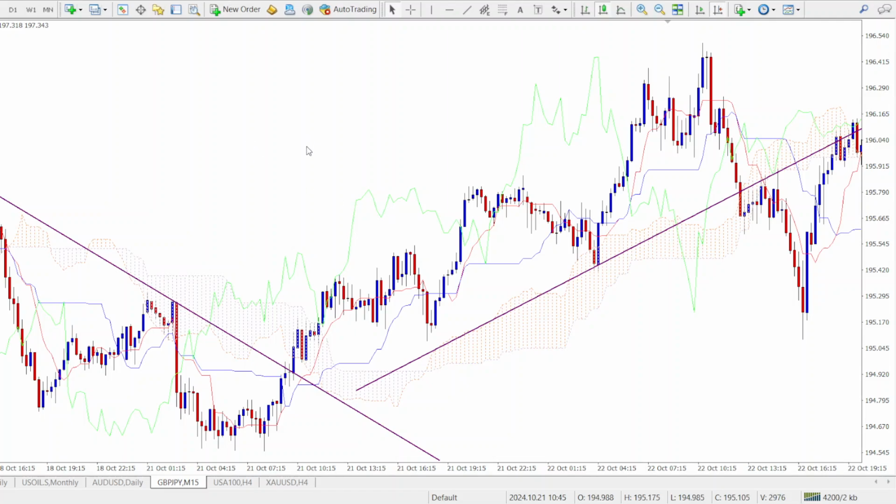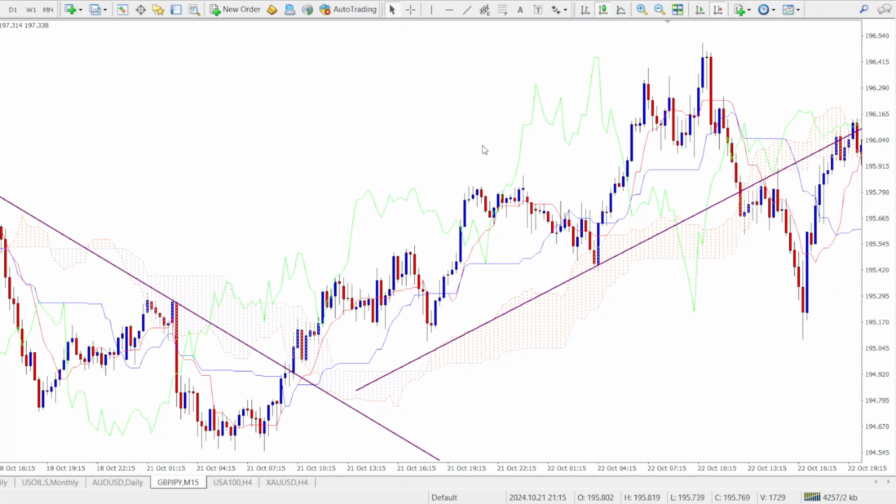Remember, the Tenkan-sen crossing above the Kijun-sen gives us a buy signal. The Tenkan-sen crossing below the Kijun-sen gives us a sell signal. And then price trading above the Tenkan-sen, Kijun-sen, and Kumo cloud indicates a buy trend, and price trading below them indicates a sell trend. But in the case of the Chikou Span, we can see that in a buy trend, the Chikou Span is above the price, right? So you can see that the principles behind their functionalities are quite different.